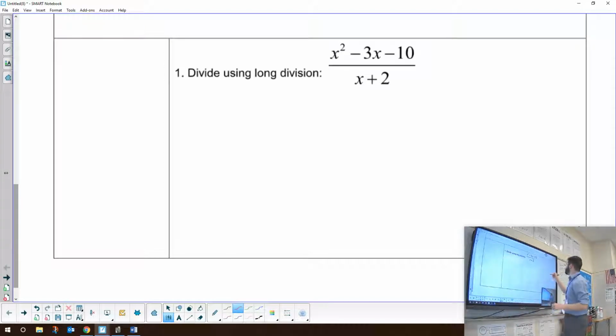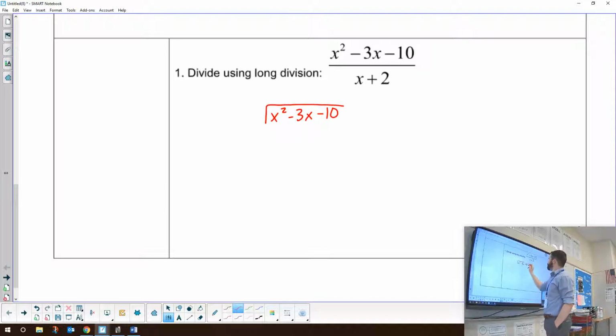Our first problem, I'm going to set it up over here. We're going to go x squared minus 3x minus 10. That is in standard form and there's no gaps. I'm going to put my box, and we're going to write x plus 2 over here. Now, we're only going to look at my first term. So we're going to be going off of this x right here. And we're saying, okay, what do I need to multiply x by to equal x squared? So I'm going to multiply x times x to equal x squared, right?